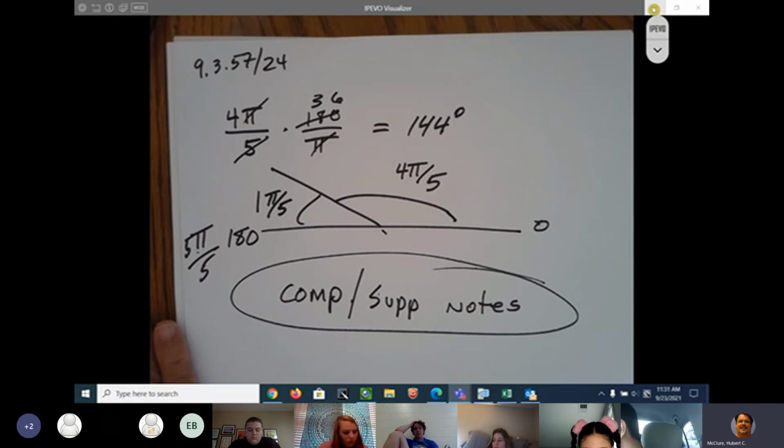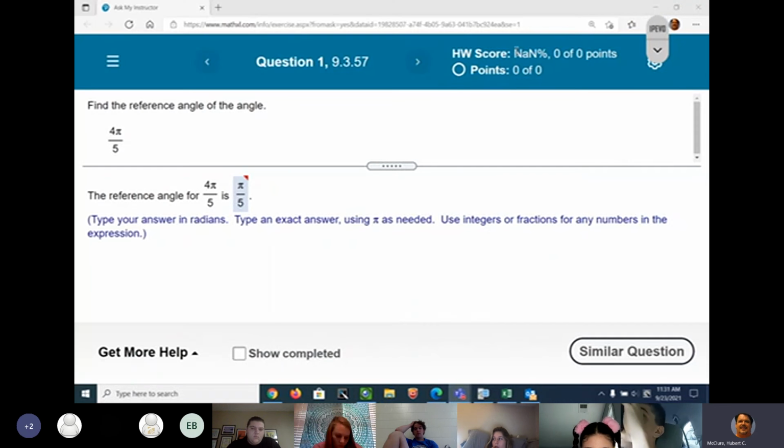Okay, let's do another. Sorry about that. I was reading it as reference angle, find it in degrees. I thought they were wanting it in degrees.